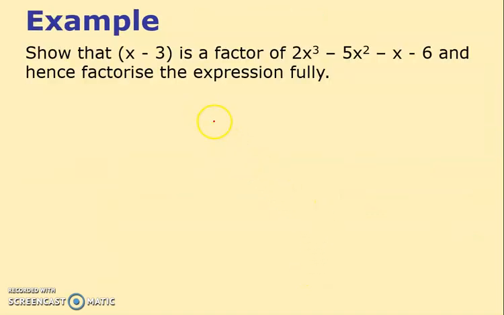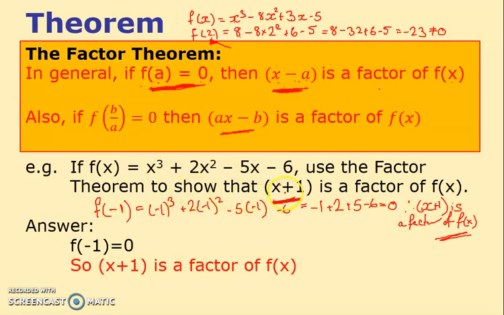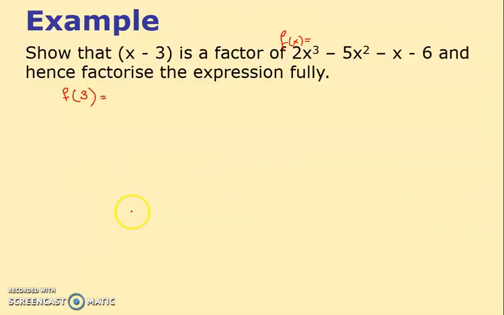So here we go. Show that x minus 3 is a factor of this. Okay, this should be easy now. I'm just going to pretend that this is f of x. f of x equals this lot. And therefore, what number do I put in? Well, it says x minus 3, so I have to change the sign. Last time it said plus 1, so I put minus 1 in. This time it says minus 3, so I put plus 3 in.